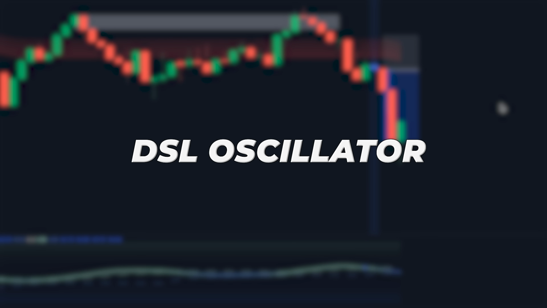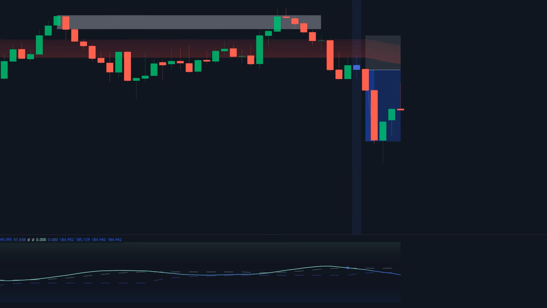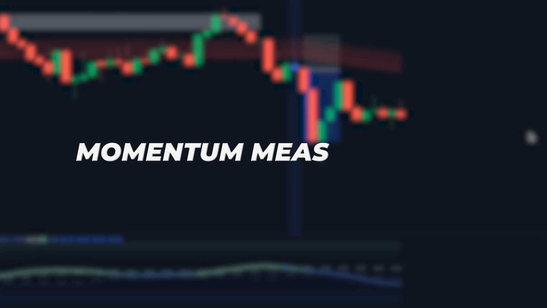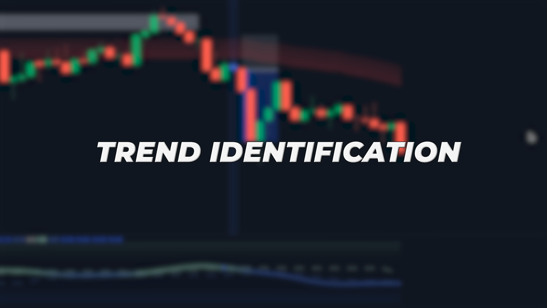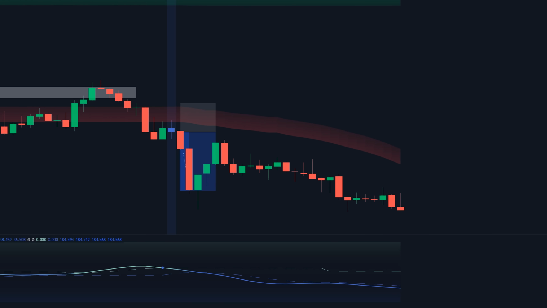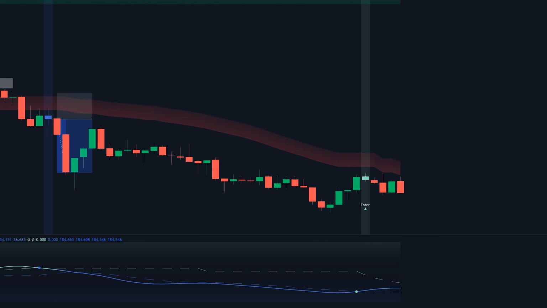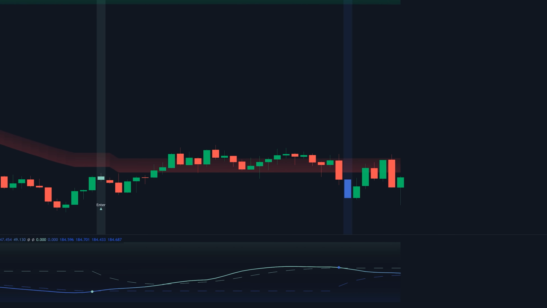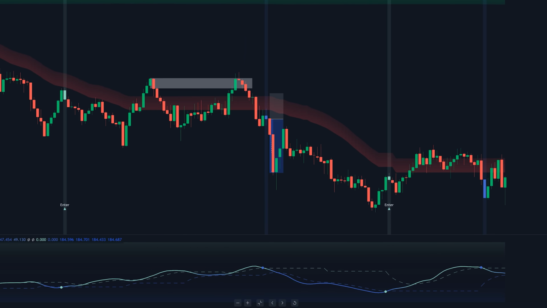In summary, the DSL Oscillator by BigBeluga offers a comprehensive market analysis by combining adaptive signal lines, momentum measurements, and trend identification with a focus on providing early signals in volatile markets. It is best used in conjunction with other indicators or within a broader trading strategy. So go ahead and check it out.